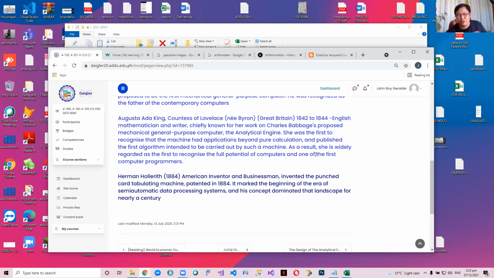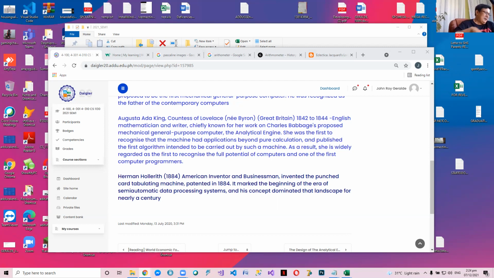Yes. There's a question from Tony Labrador. Is the analytical engine the first invented computer or the differential engine? It's the analytical engine, not the differential engine. The differential engine is not a computer. Okay? Any questions so far? The analytical engine is the first computer.